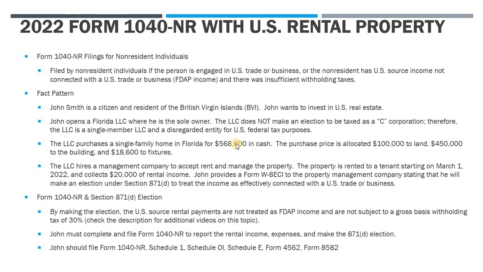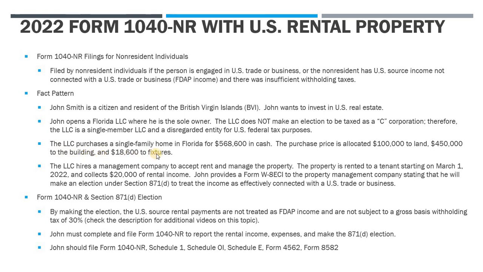He's the sole owner. And the LLC does not make an election to be taxed as a C Corp, right? And so that's important because what that means is that the LLC by default is a single member LLC and a disregarded entity. And so all of the activities of the business are going to be reported on John's personal tax return, so his 1040NR, and that's where he pays the tax. If, in contrast, he made a C Corp election, then the LLC would be filing an 1120, and the LLC would be paying the tax directly.